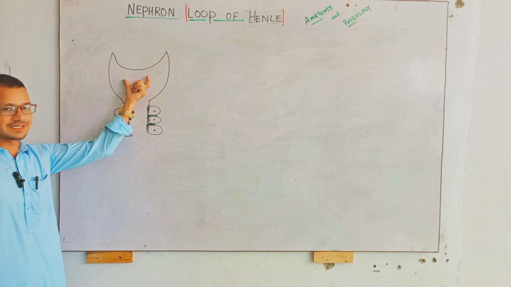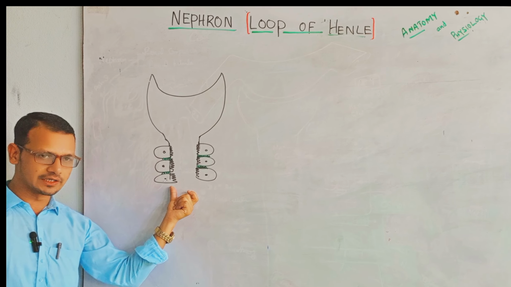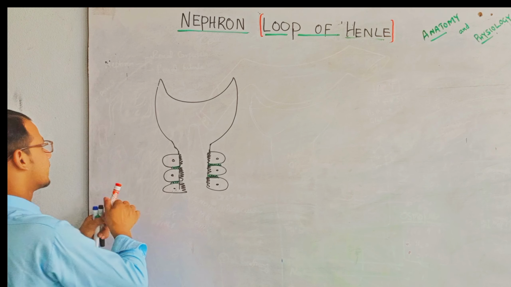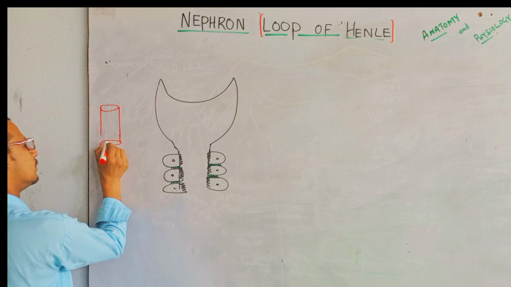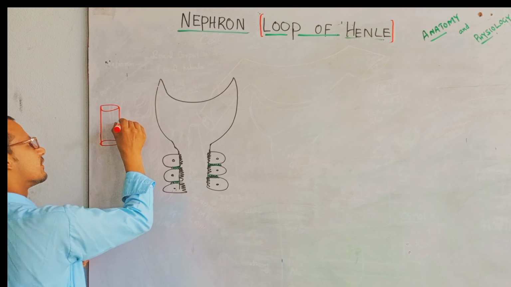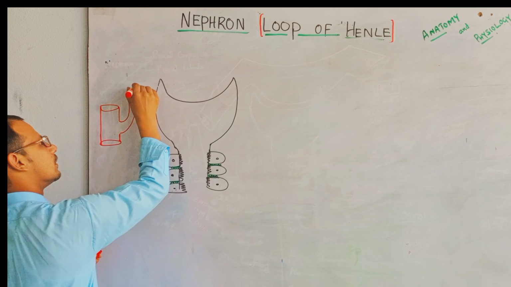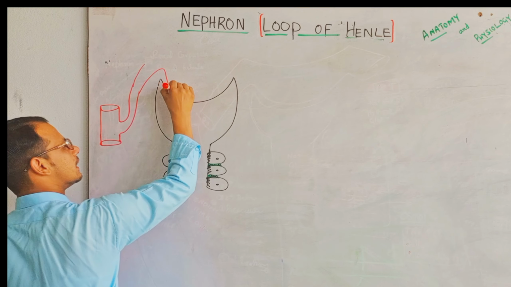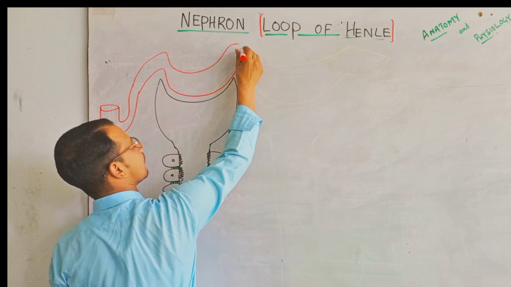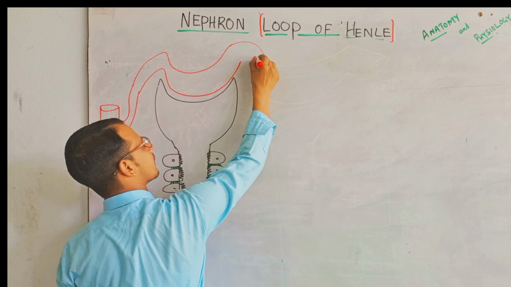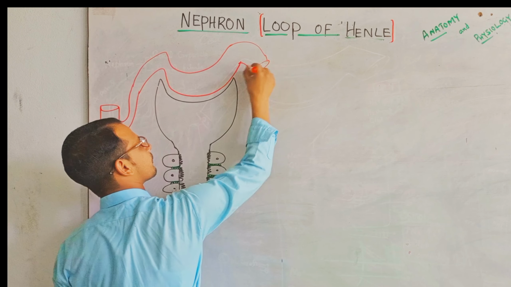So this is the Bowman's capsule. This is the proximal convoluted tubules, and this, for example, is the interlobular artery, and this is the afferent arteriole making the glomerulus, and this is the efferent arteriole.